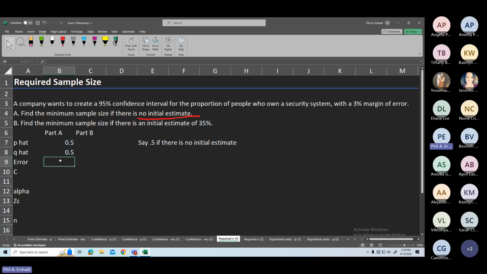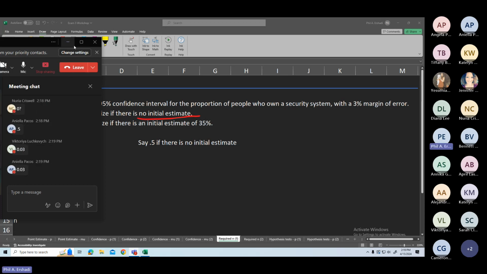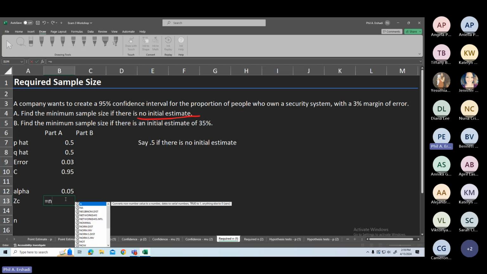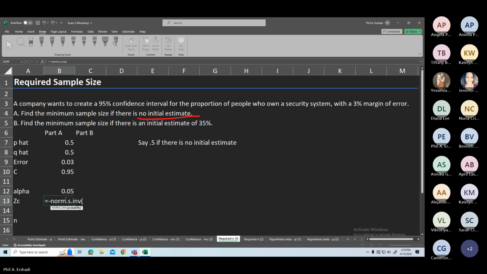How would I write my margin of error? 0.03. Very good. And my confidence is 95%. Now we just went through how to get alpha because that's 1 minus the confidence. And we went through how to get z critical because you can use NORM.S.INV, with an equals sign, of alpha divided by 2.